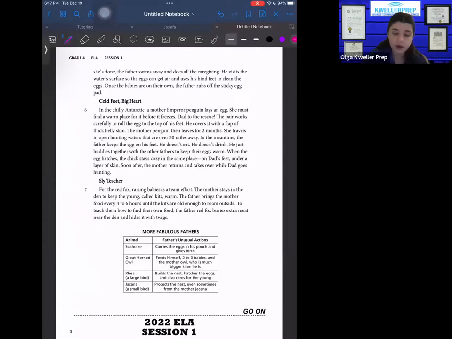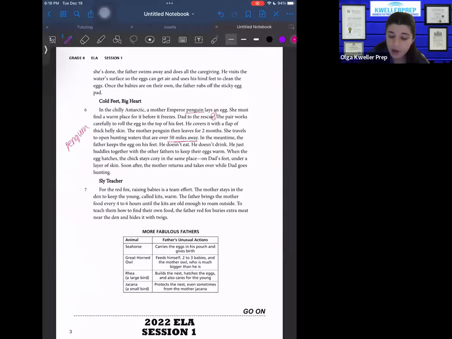Cold feet, big heart. In the chilly Antarctic, a mother emperor penguin lays an egg. She must find a warm place for it before it freezes. Dad to the rescue. The pair works carefully to roll the egg to the top of his feet. He covers it with a flap of thick belly skin. The mother penguin then leaves for 2 months. She travels to open hunting waters that are over 50 miles away.